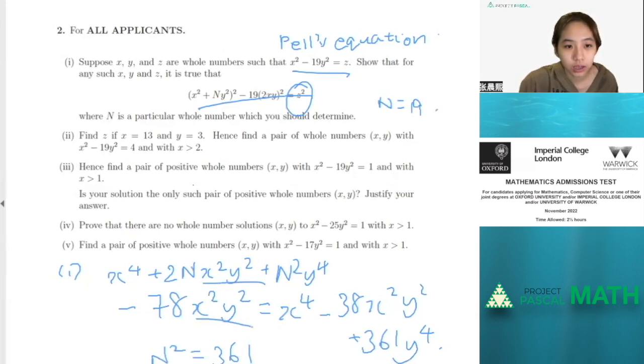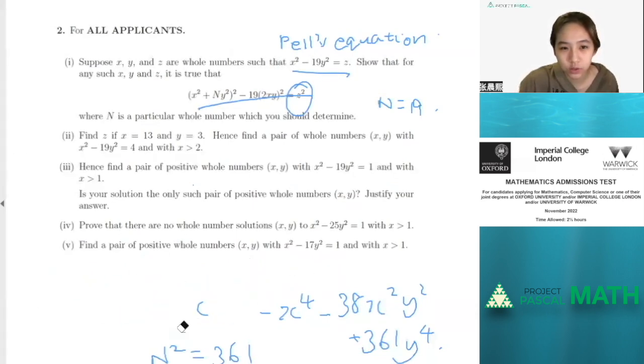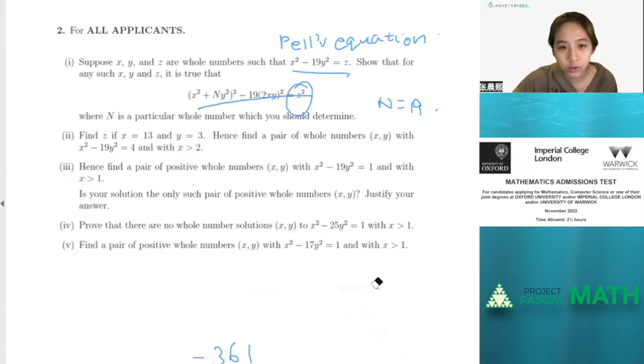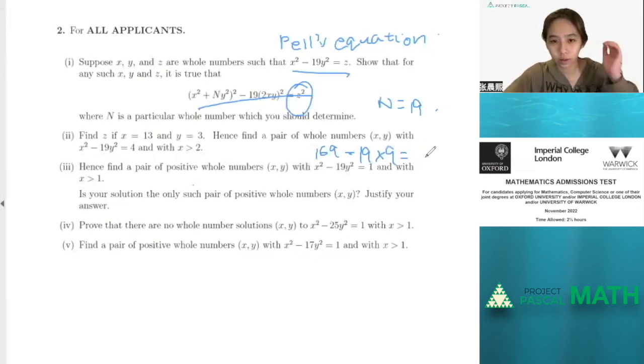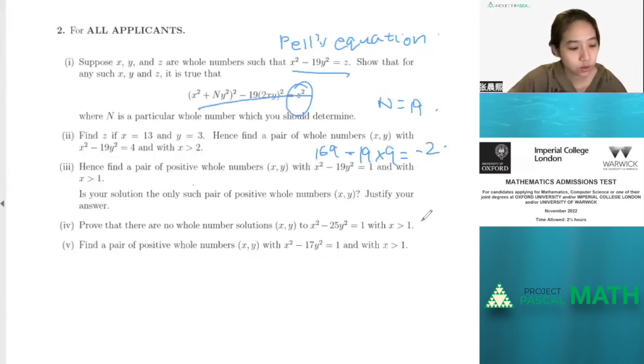Okay, and now they want you to find z if x is equal to 13 and y is equal to 3. So you sub it in: 169 minus 19 times 9, which is 169 minus 171, which is -2.